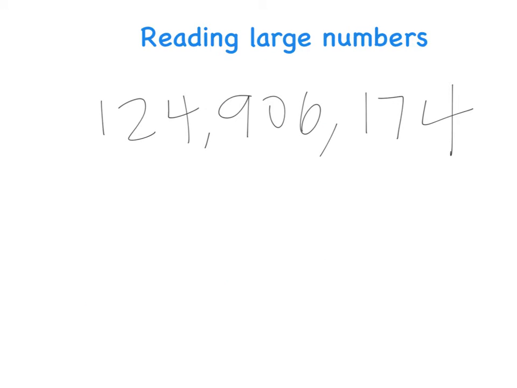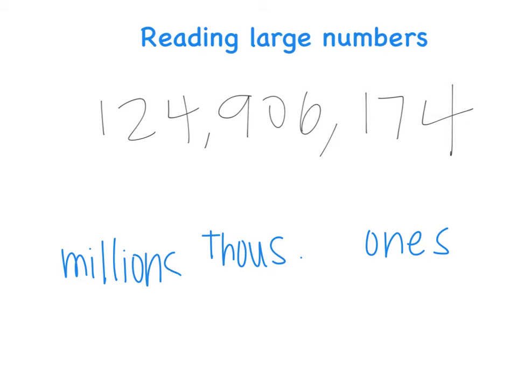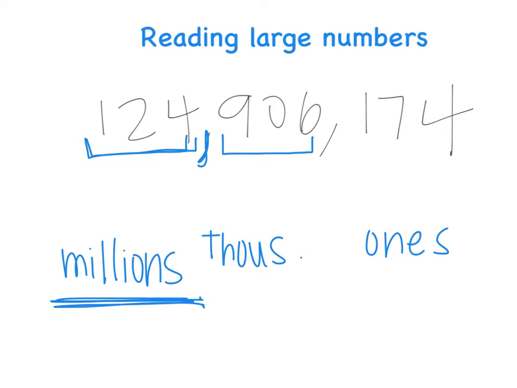Alrighty, if I have a really big number like this one here, we need to think about how I read this number. So we know that the first period is the ones period, and then we had that thousands period, and then we had the millions period. When we're reading really large numbers like this, we read the whole group of numbers together, so 124, and then when you see a comma, you say the period. So 124 million.